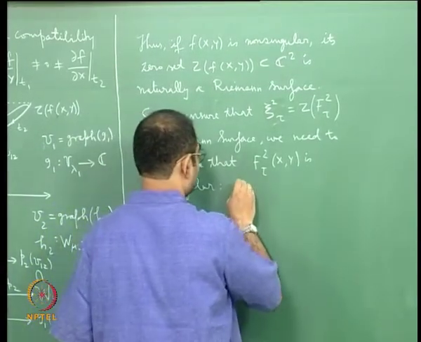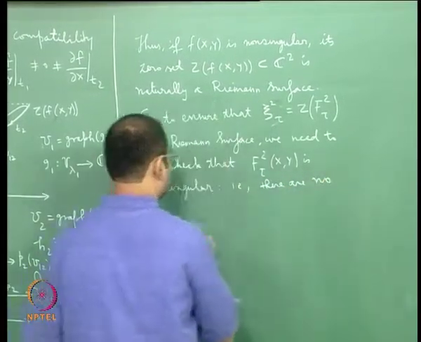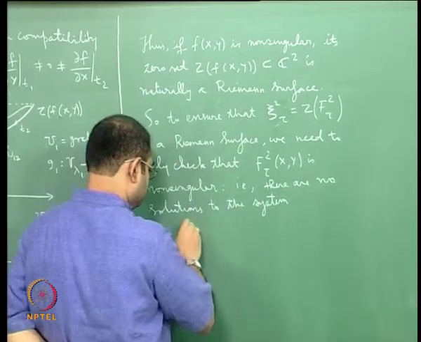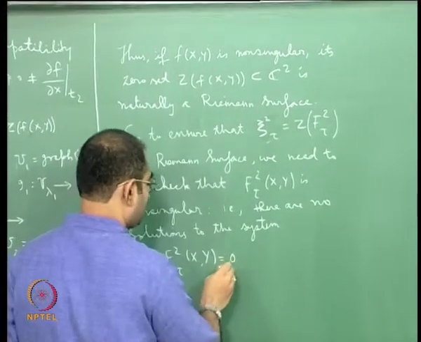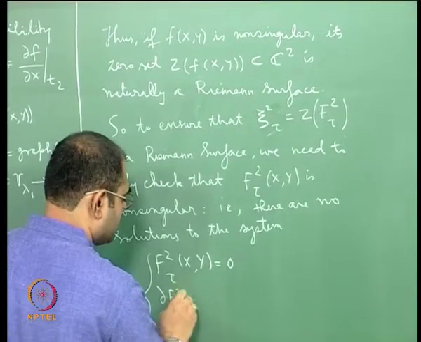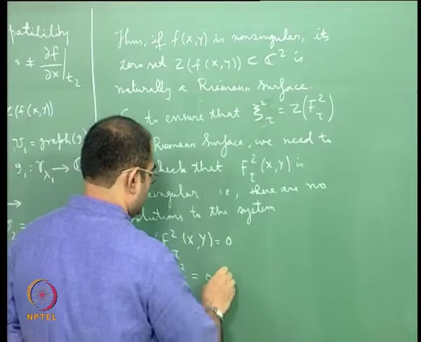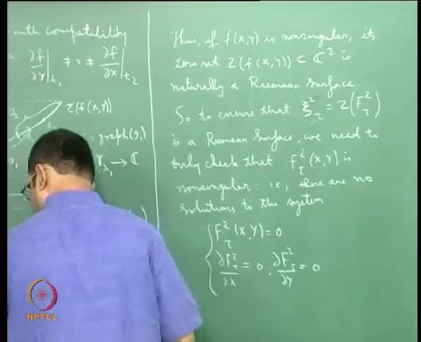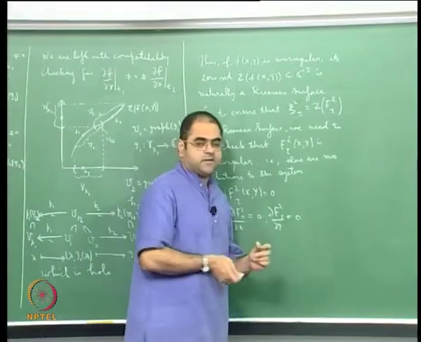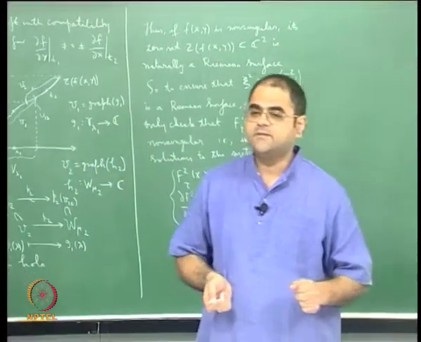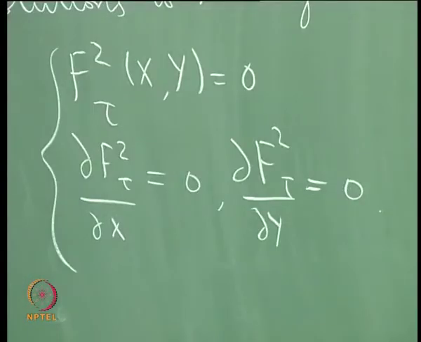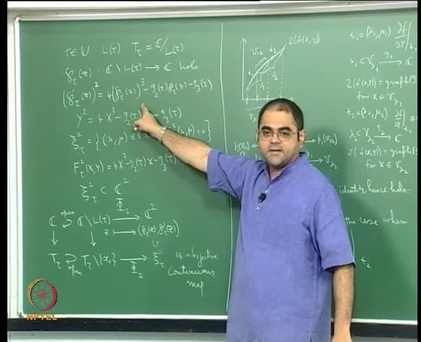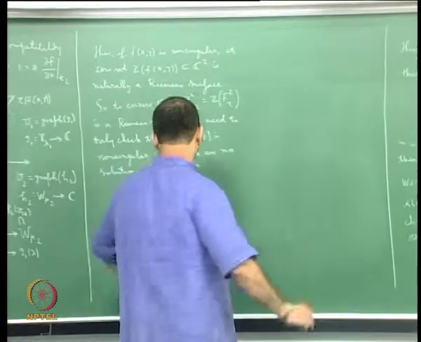So, that is, there are no solutions to the system F2 tau of x comma y is equal to 0, dou F2 tau by dou x is equal to 0, dou F2 tau by dou y is equal to 0. Okay. So, let us write this out, it is pretty easy, and you will see that we will be using again the fact that E1, E2, E3 are distinct. Okay, E1 tau, E2 tau and E3 tau, which are the 3 distinct zeros of the derivative of the phi function, and their distinctness is what is going to give you the non-singularity in this case. Okay, we will see that. So, let us do the computation.